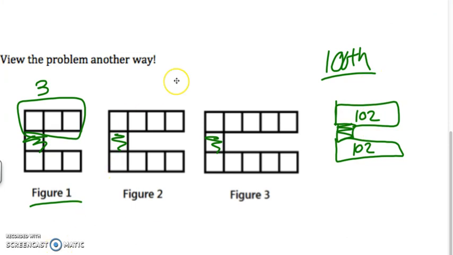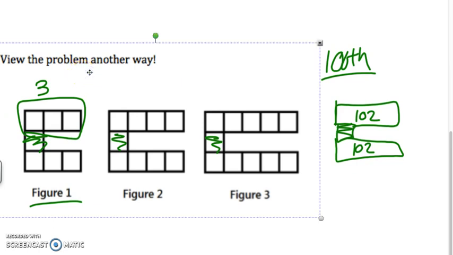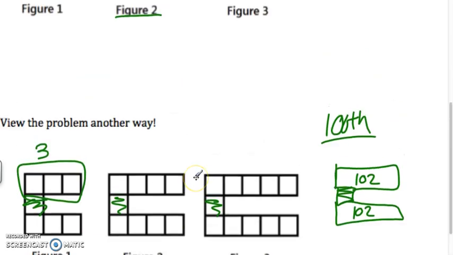If you had a different way, I'm more than happy to help check answers. Otherwise, that is how you draw the nth figure, or the 100th, or the 200th.